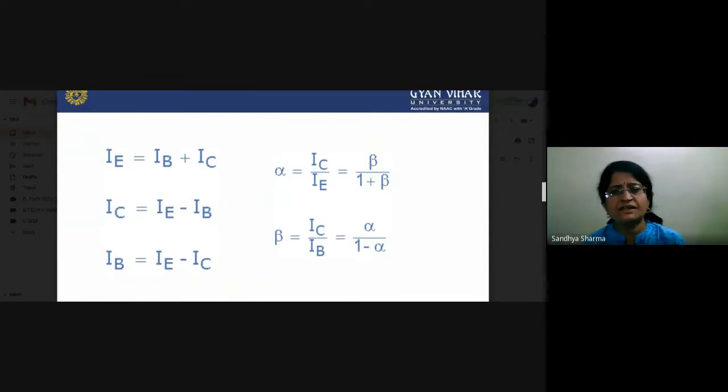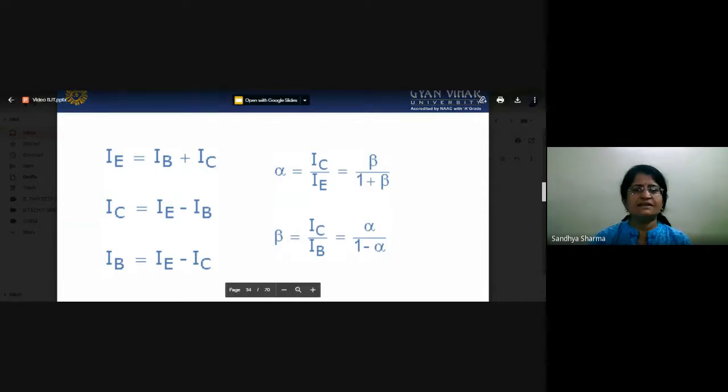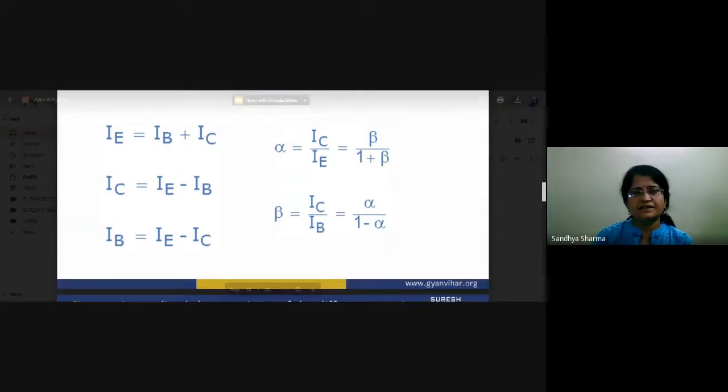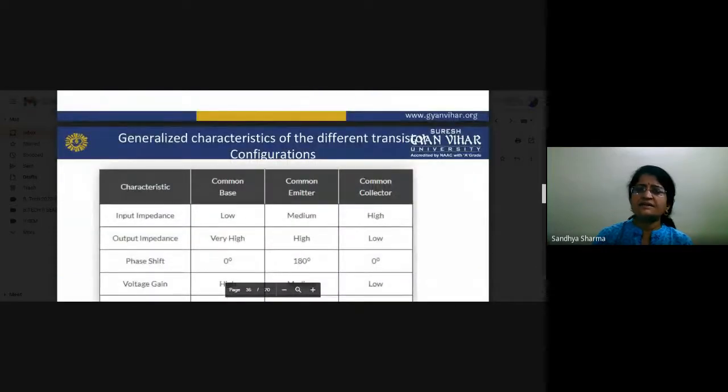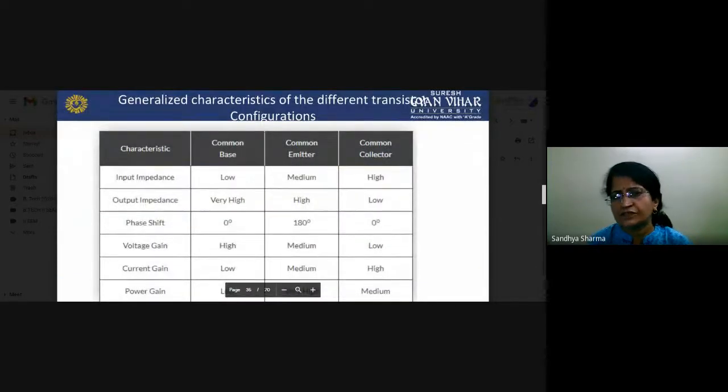Alpha in terms of beta and beta in terms of alpha is the basic relationship between these two. Now this is the general characteristics of the different transistor configurations. If we talk about the input impedance in common base, common emitter and common collector, input impedance is very low in common base, medium in common emitter, and high in common collector. Output impedance is very high in common base, high also in common emitter, and very low in common collector.